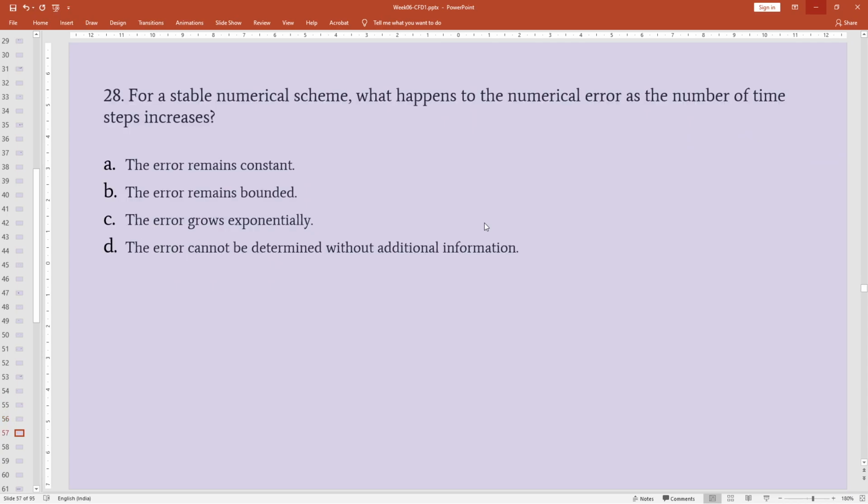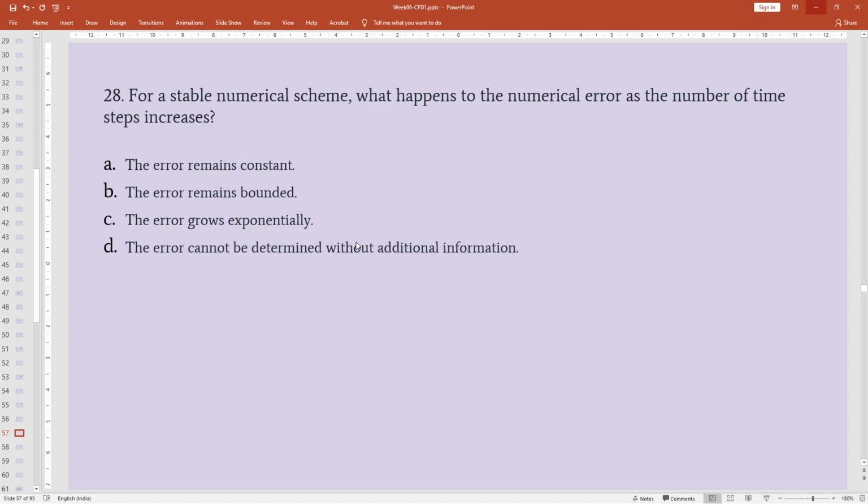Next question. For a stable numerical scheme, what happens to the numerical error as the number of time steps increases? So the question is not on the size of the step, but the number of time steps. Option A, the error remains constant. Option B, the error remains bounded. Option C, the error grows exponentially. Option D, the error cannot be determined without additional information.